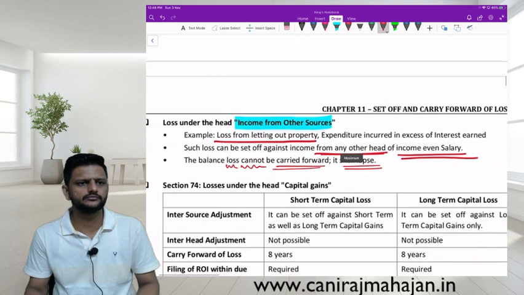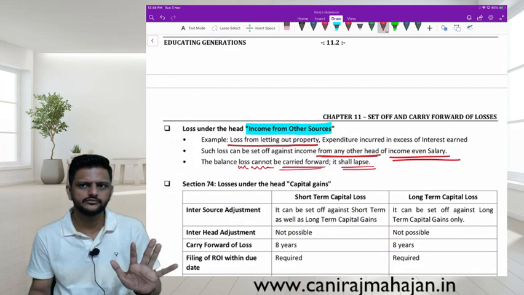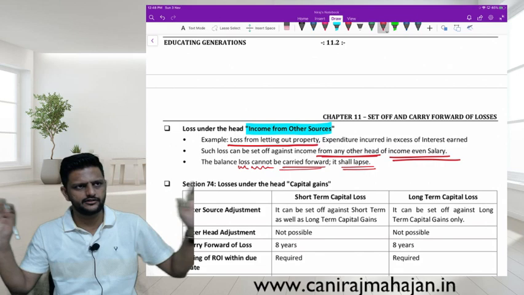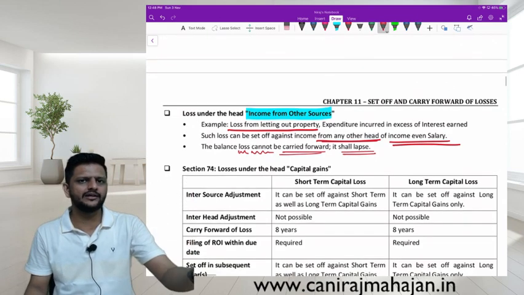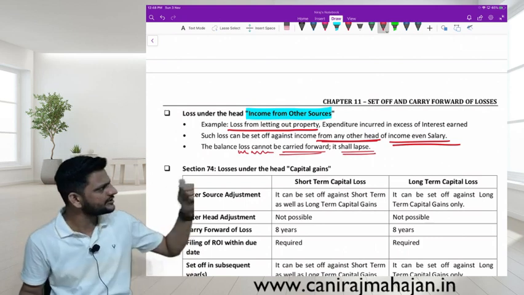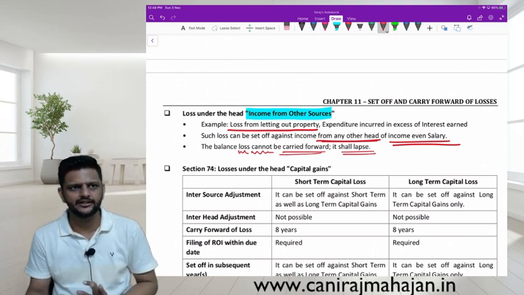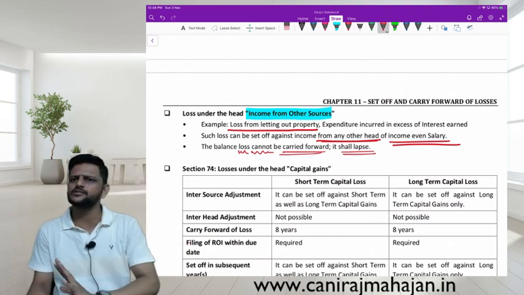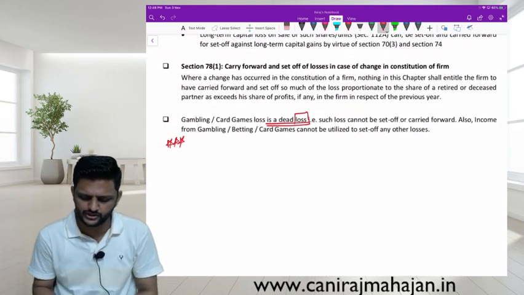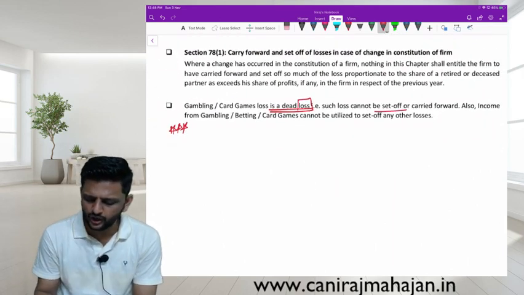Will you change the head of income? No, there are only 5 heads of income. Those 5 heads of income will have either income or losses. There can be intra-adjustment or inter-adjustment. Simple. So just like card or gambling income was IOS income, card or gambling loss will be IOS loss. The general rule of IOS was you could set off against all heads of income including salary. Carry forward of any IOS loss is not allowed. But in gambling, there is a special restriction. Check. Such loss can neither be carried forward nor be set off. Okay.